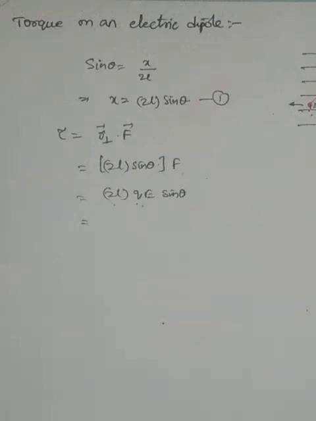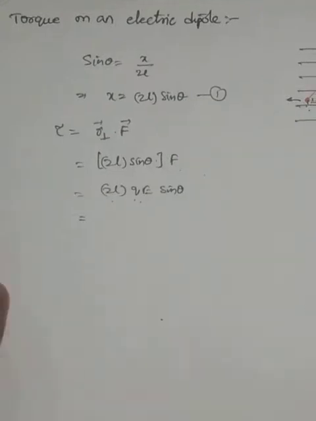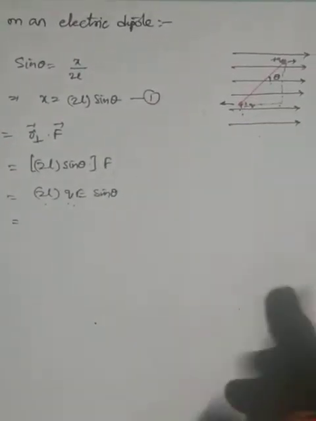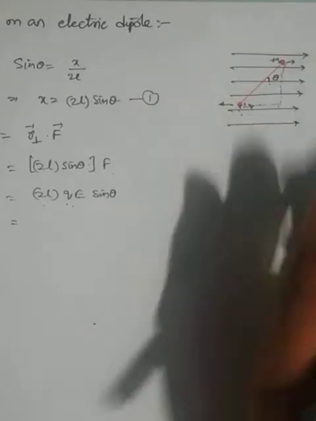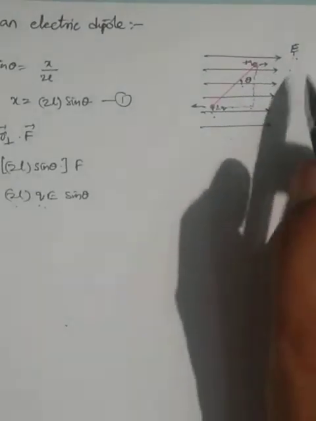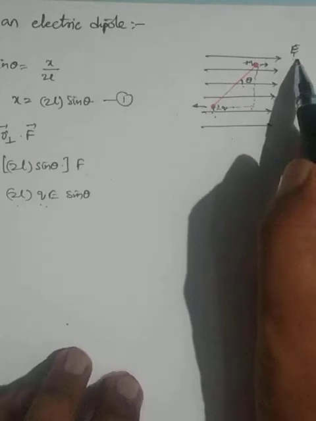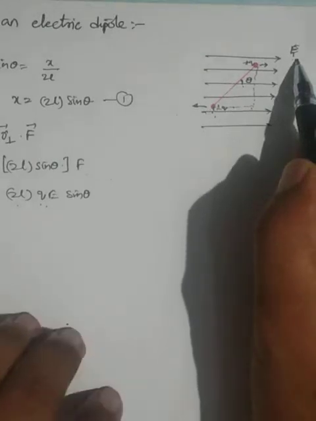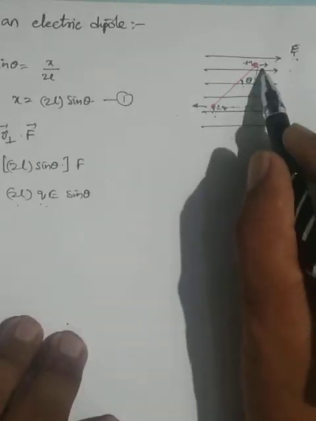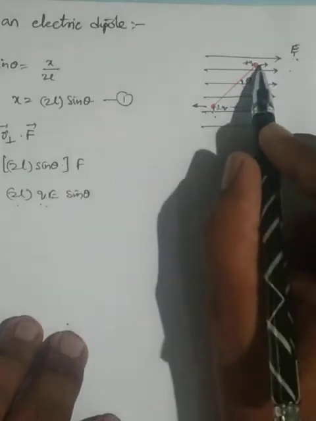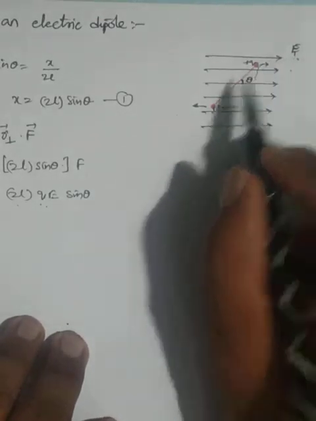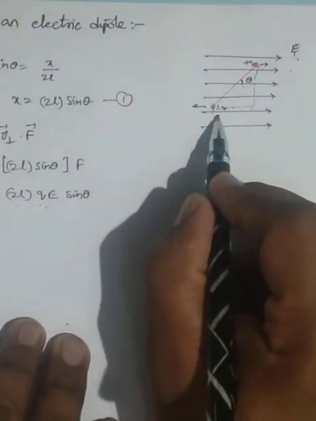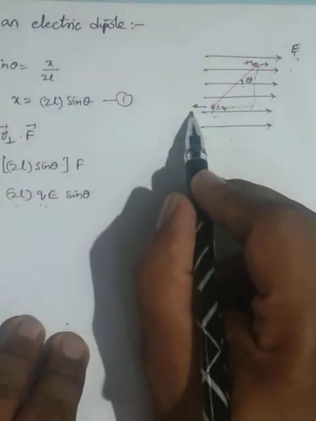Students, let us talk about the torque acting on the dipole. Suppose a dipole is placed in a uniform electric field intensity E. Here it is E, and the field is uniform. Whenever a dipole is placed in an electric field, the positive charge experiences a force along the direction of the field intensity, and the negative charge experiences a force opposite to the field intensity.